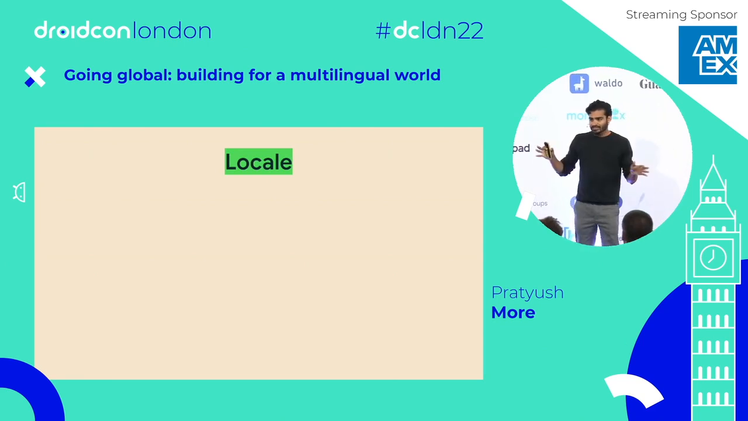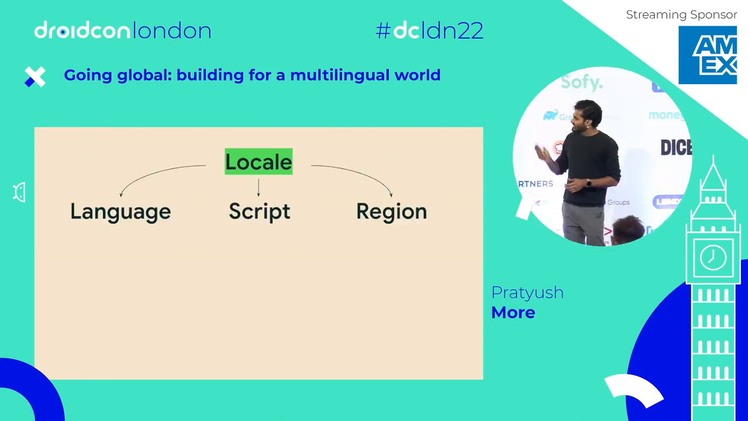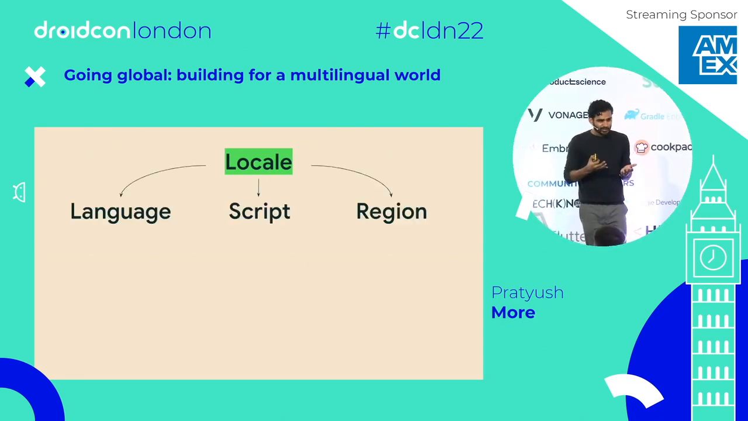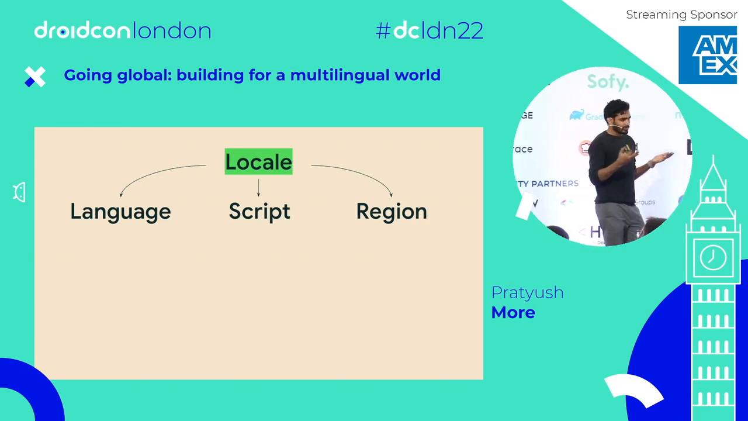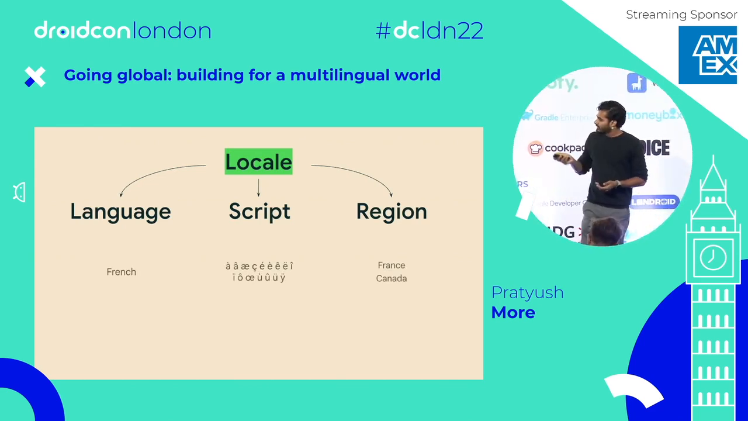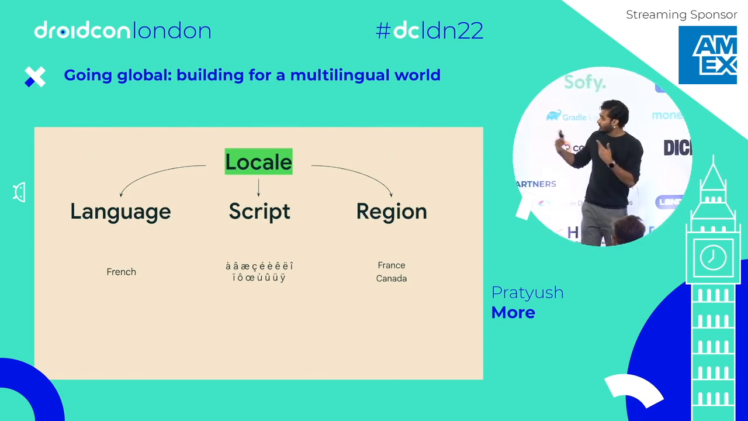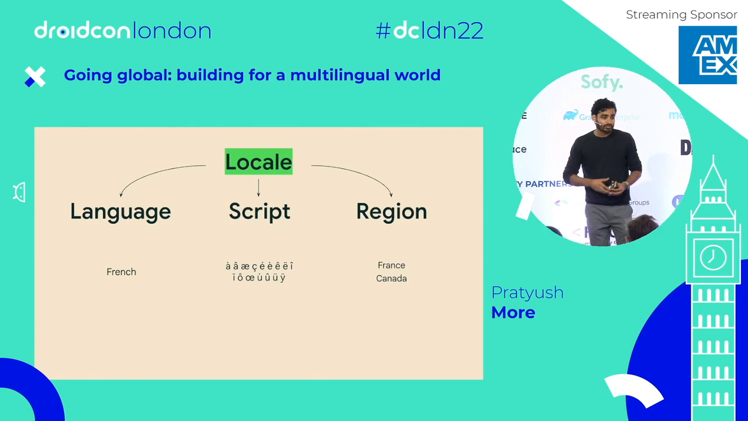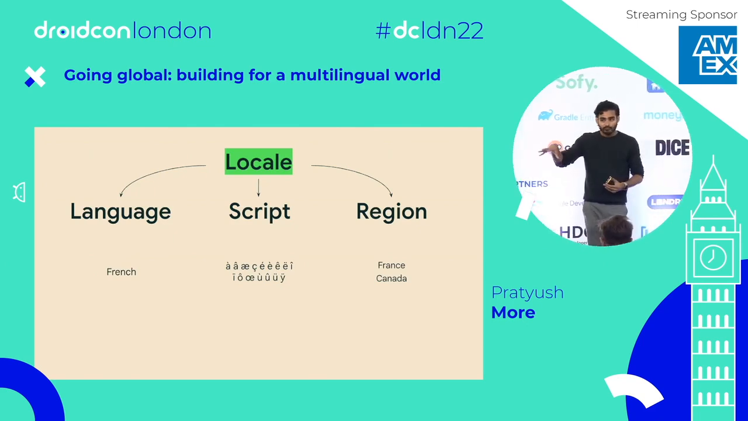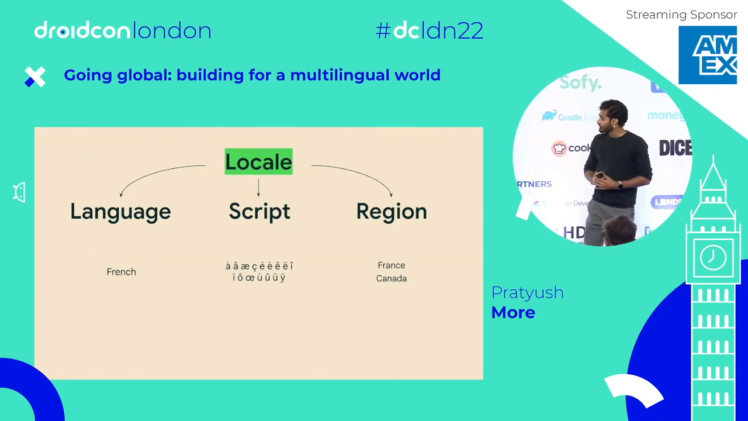So what is a locale? Essentially, it's a combination of a language, a script, and a region. A language is something like French. It's what most of you have probably heard of. It's what we use to communicate. A script is what we use as the writing mechanism for that language. So the Latin script here is used for French.